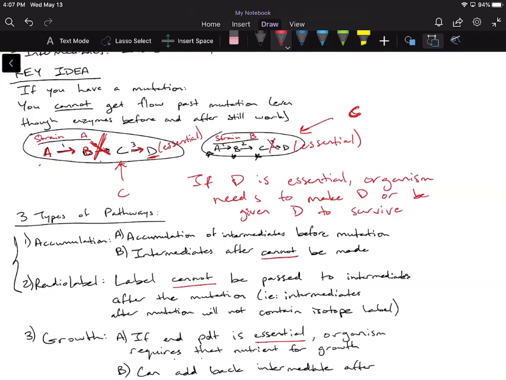So hopefully the basic concepts of these different types of pathways make sense to you guys. And I'm going to make one more video with a table summarizing all the stuff I just said in the next video.